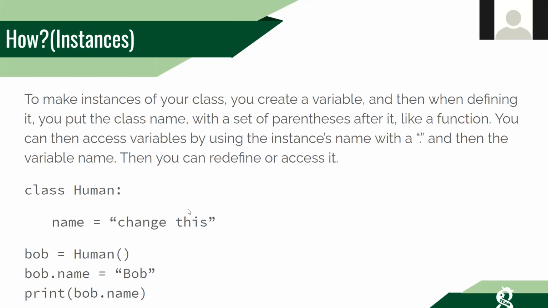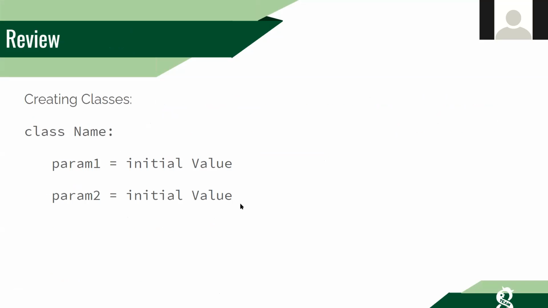Then to create an instance, what you do is you define a variable like Bob, and then you set it to the class's name plus parentheses, like you're calling a function, but no parameters. You don't put anything inside of these parentheses. Then if you want to change those, what will happen is that the instance will have the same variable values as the class. So Bob's name would be "change this." And then what you have to do is redefine bob.name. So I set it to Bob. And if I print this out, bob.name will be Bob. So this is just the same thing.